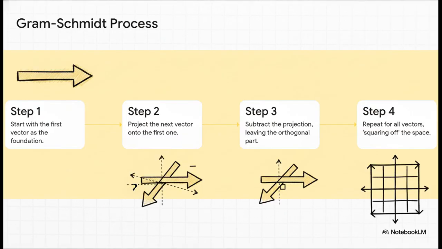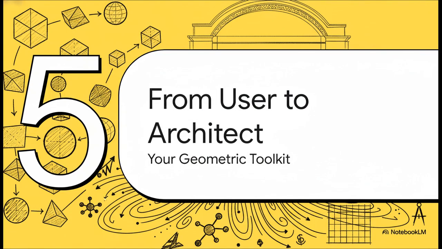So here's how it works in a nutshell. First, you just pick a vector and say, okay, this is our foundation. Then you take the next vector and you figure out what part of it is already explained by the first one, like its shadow, and you just throw that shadow away. What's left is completely new, completely independent. You just keep repeating that subtract-the-shadow trick for every vector, one by one, until the entire space is perfectly squared off.